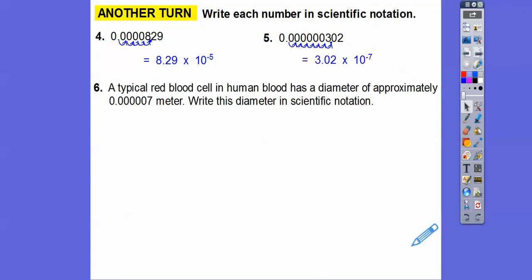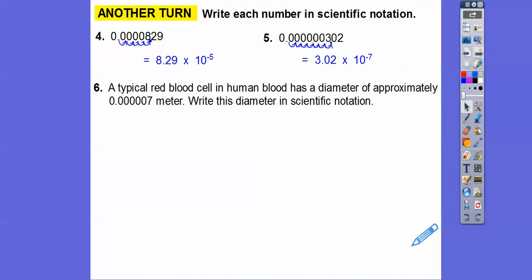All right, a typical red blood cell in human blood has a diameter of approximately 0.000007 meter. Now, a meter is a little bit longer than a yardstick. I don't know why they're measuring that in a meter, but they want us to do scientific notation. So write this diameter in scientific notation.